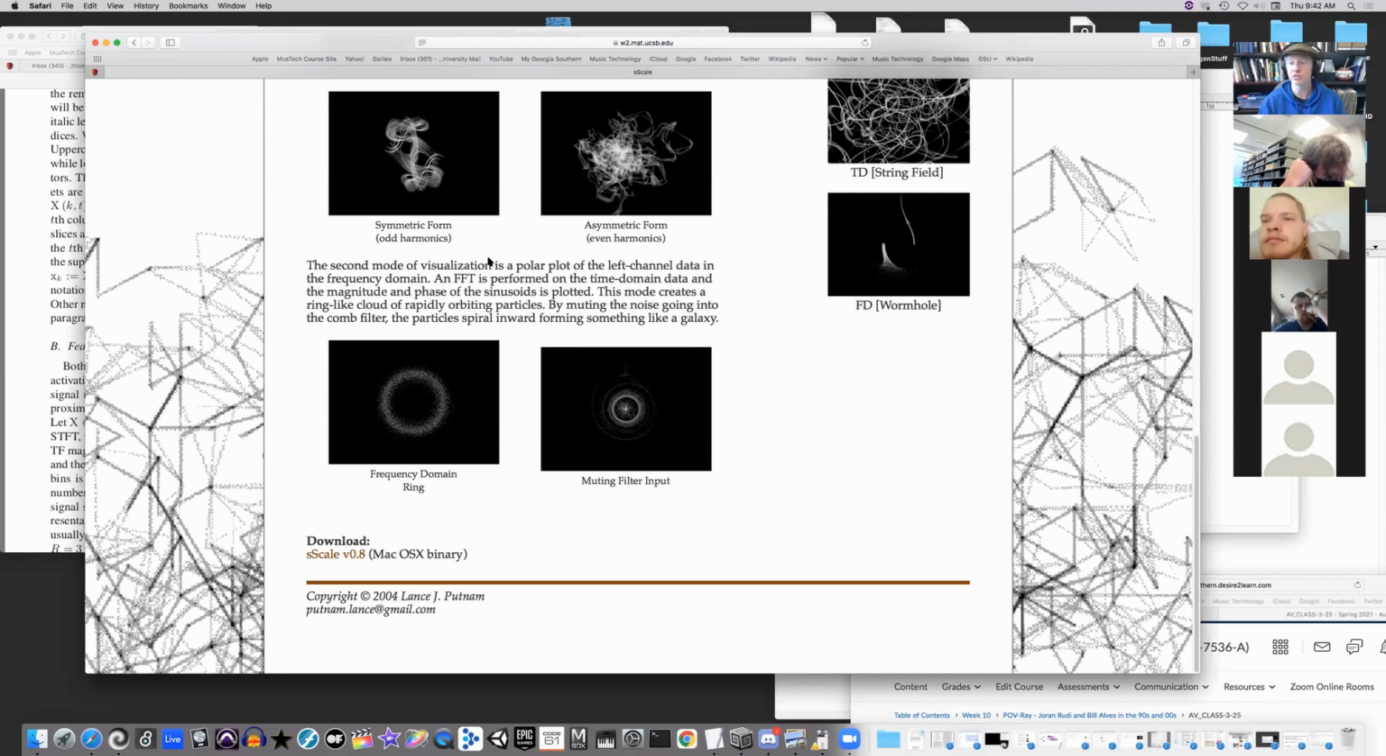The second mode of visualization here, which I think is used a lot less in the piece we'll watch, is a polar plot of the left channel data in the frequency domain. So he can basically plot out the FFT. An FFT is performed on the time domain data, and the magnitude and phase of the sinusoids is plotted. This mode creates a ring-like cloud of rapidly orbiting particles. By muting the noise going to the comb filter, the particles spiral inward, forming something like a galaxy.